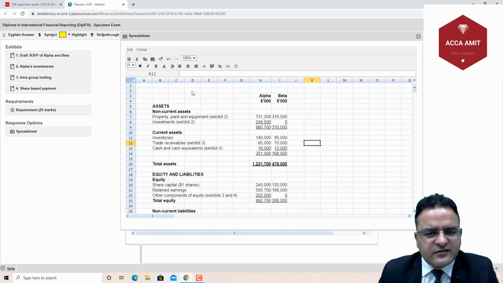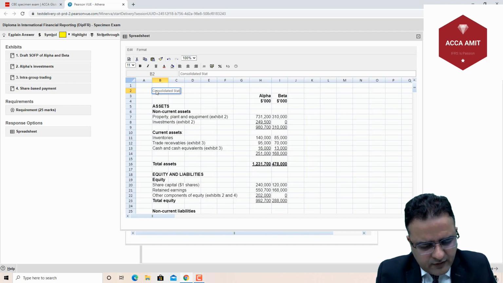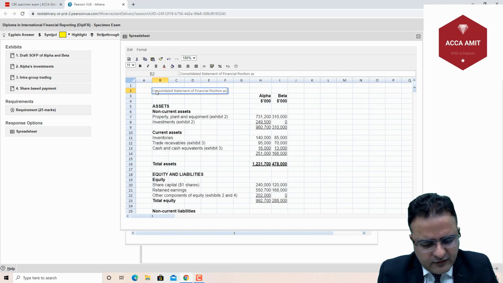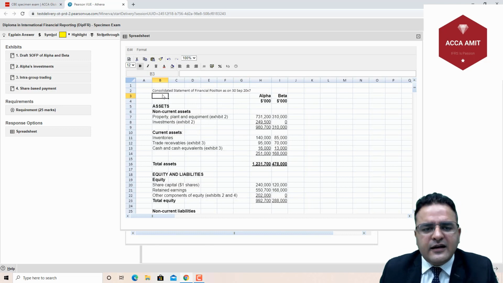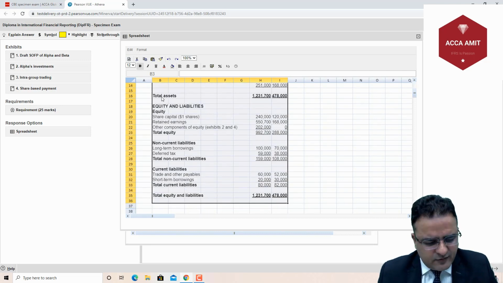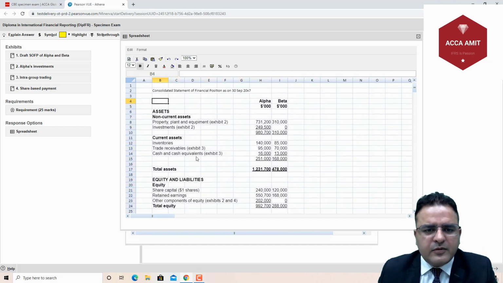Now when we are preparing consolidated financial statements, what do we need to do? We simply need to replace the individual financial statements with the consolidated statement of financial position as on 30th September 20x7. That's the expectation. Now we cannot insert any statement in the middle, so it is better that we copy and paste. We become familiar with copy paste as much as possible to navigate. So leaving some space here, you copy paste it.